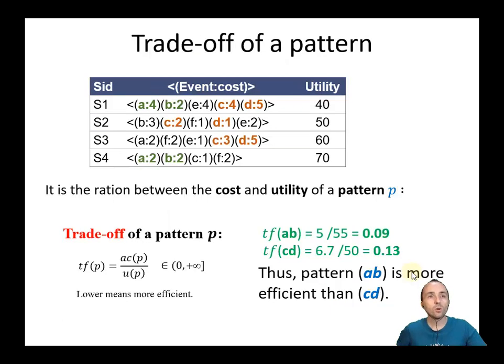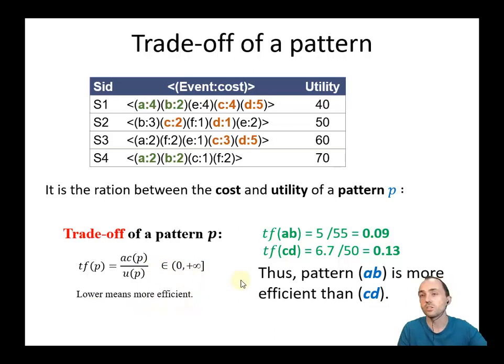Okay, so now we want to study the relationship between the cost and the utility to see if you spend a lot of time, a lot of cost, how much utility you can expect. Is there a good trade-off between the cost and the utility to see if it is an effective pattern? So for example, what we call the trade-off of a pattern P will be the average cost divided by the average utility. And it will give us some value between 0 and infinity. So lower will mean more efficient.